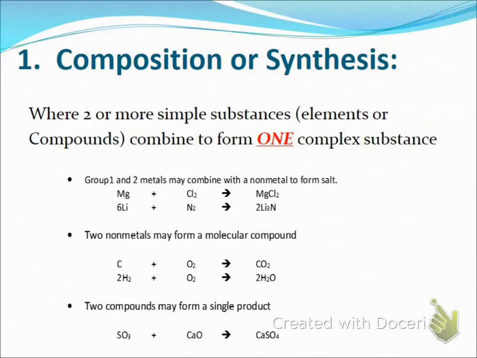Okay, and I'm not going to insult your intelligence and read what's up there because you're all capable of reading. But these are some guidelines on what some of these things do when they react. Okay. One thing on this page that I do want to make note of is it says group 1 and 2 metals will combine to form a salt. What do metals and nonmetals make?